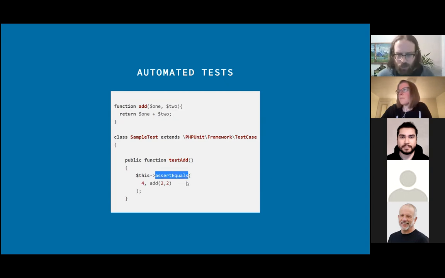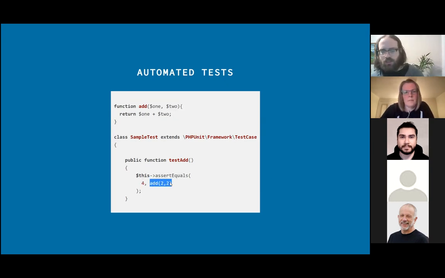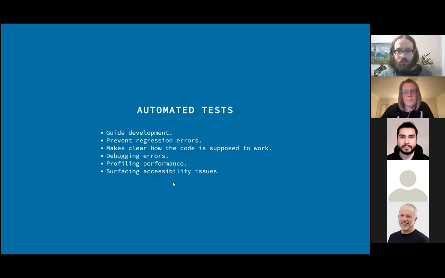So testing is about writing these assertions about your code. As your code runs, can I assert that it has the expected output? So 4 is the expected output, and this is the actual result. If these two things are equal, it passes, and if not, it fails, and that shows me that I have a defect.